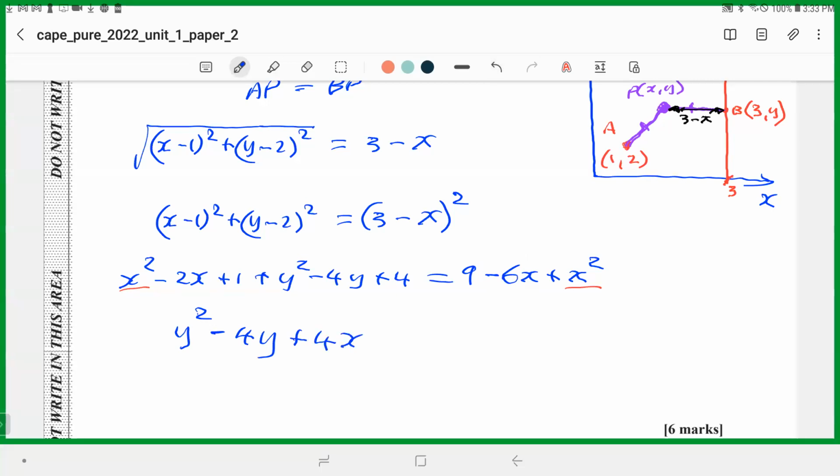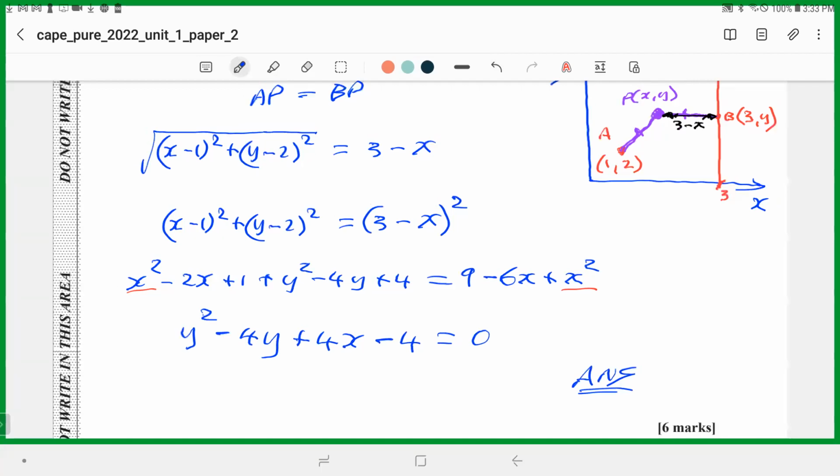Now I need to take care of the constant values. So this is 1 and 4 make 5. I can put it another way: this becomes 5 minus 9, carrying over the 9. 5 minus 9 is negative 4. So minus 4 equals 0. That's the locus, my answer. This is 0. That's it.